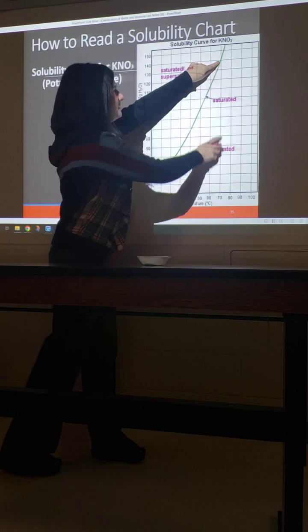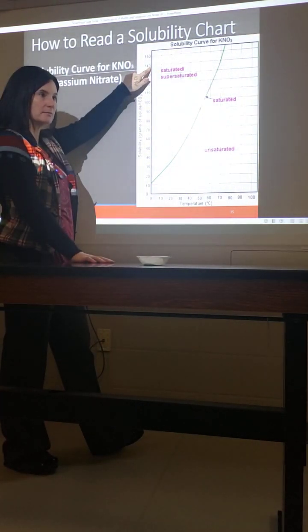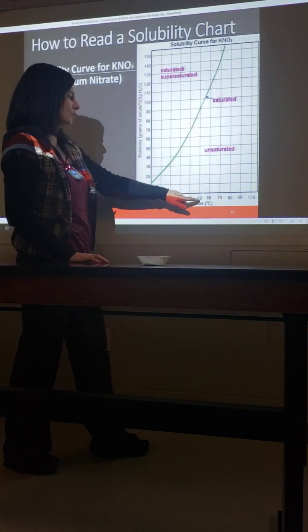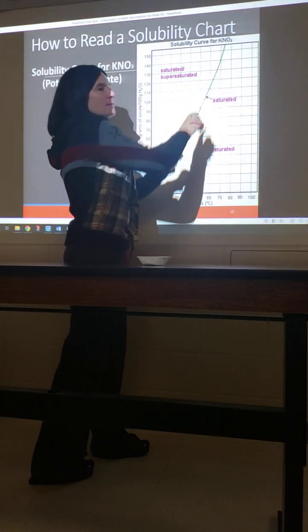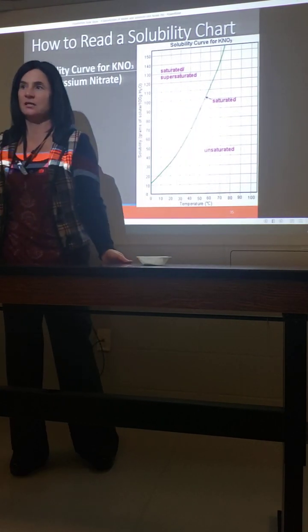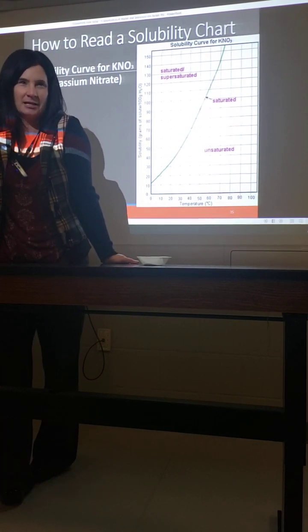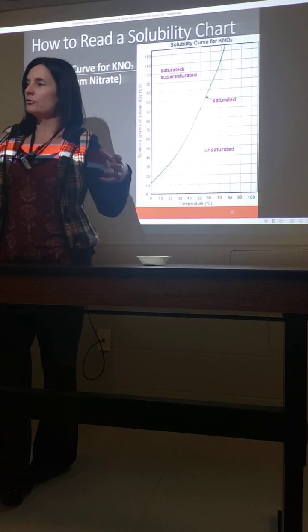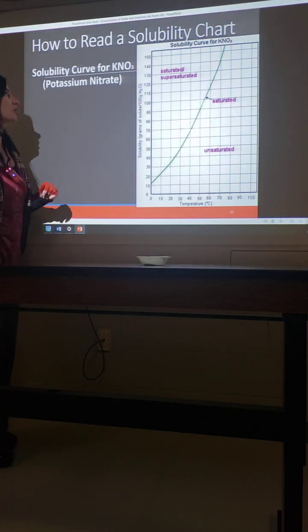At 70 degrees Celsius, I could dissolve 140 grams. So I can't get 140 grams to dissolve if I'm only at 50 degrees, right? I would need to increase my temperature up to 70 degrees Celsius before I could fit that extra amount of grams into that solution. By increasing the temperature, you're allowing more room for that solute to fit. And that's what this graph is trying to show.